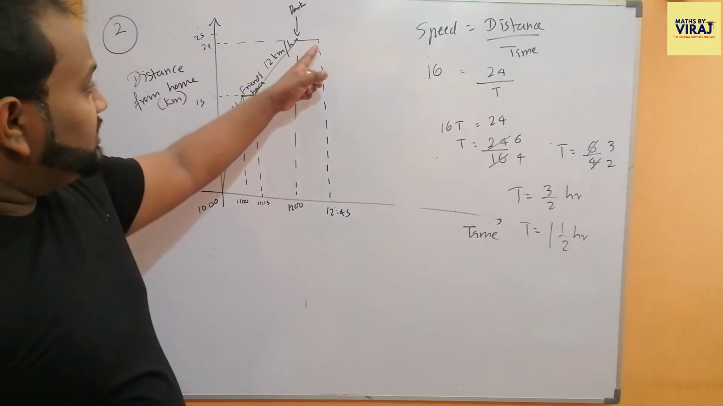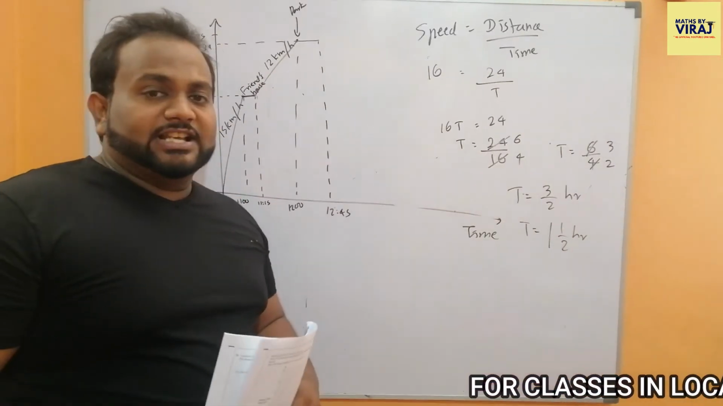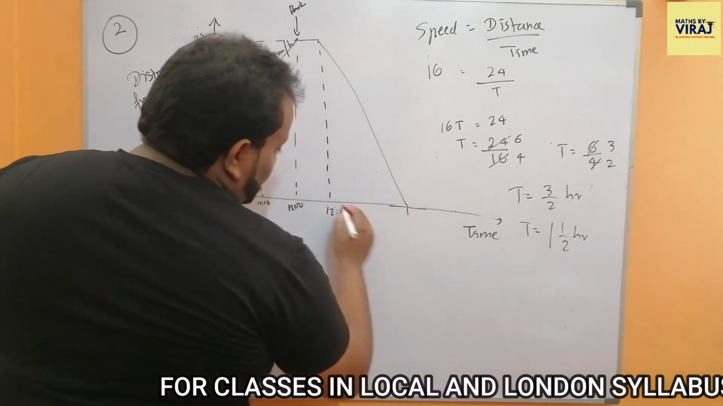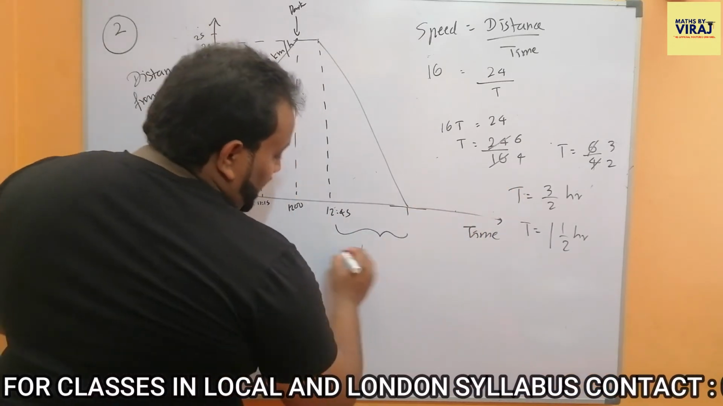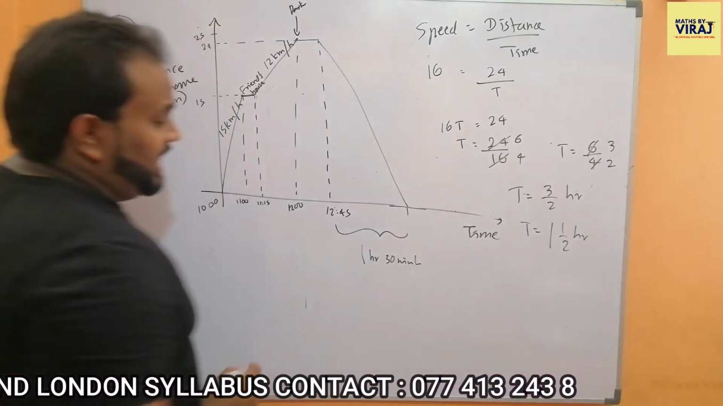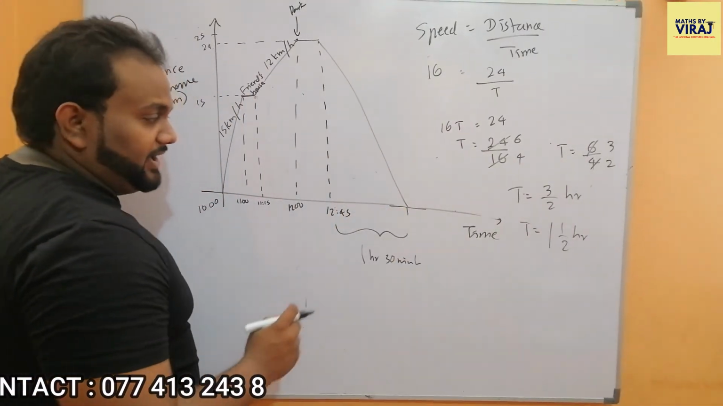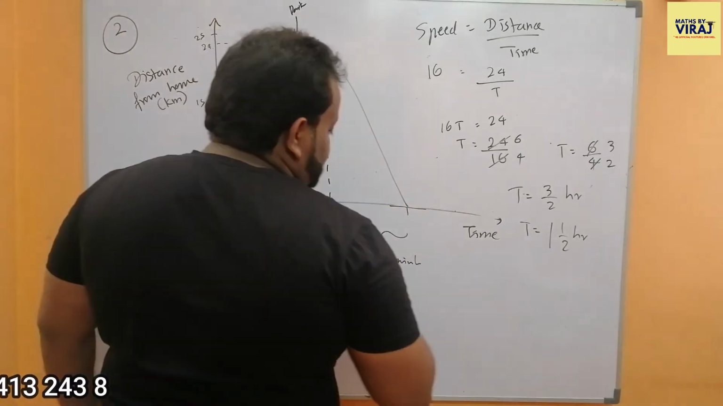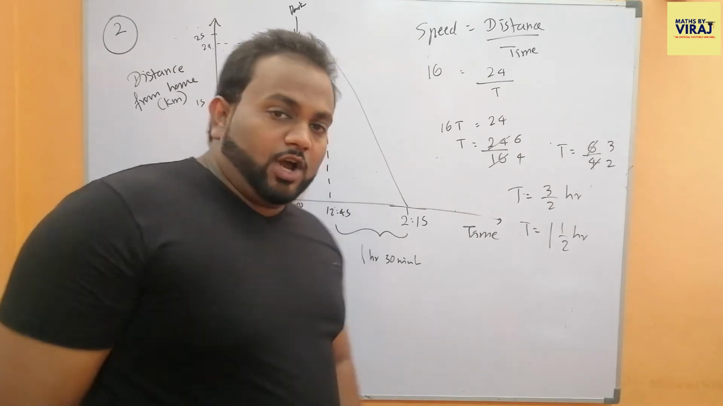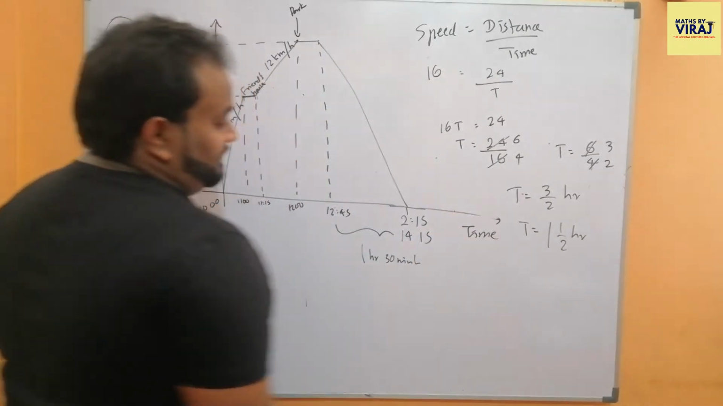So, from the park, she has come back home with a speed of 16 kilometers per hour. Therefore, straight away, she has come home. Now, from here to here, the time taken is 1 hour and 30 minutes. Therefore, what is the time that she has come home? 1 hour is 1:45 and another 30 minutes. The answer is 2:15. Since the time is given in 24-hour clock, we can write this as 14:15.